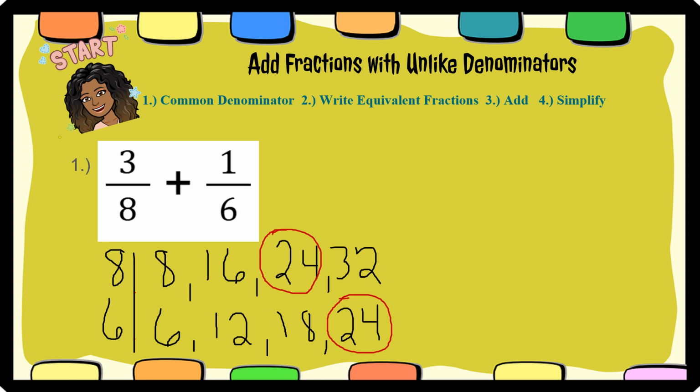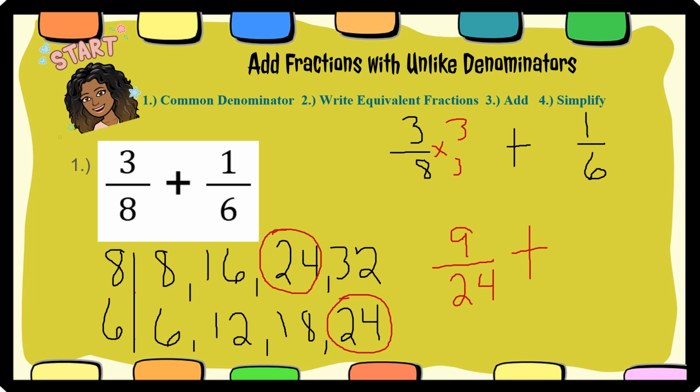So now I'm going to go off to the side and write 3/8 plus 1/6. The only number that we can multiply 8 by to get 24 is 3. And remember, whatever you do to the bottom, you must do to the top. So 3 times 3 is 9, and we already established our common denominator is 24. 8 times 3 is 24.